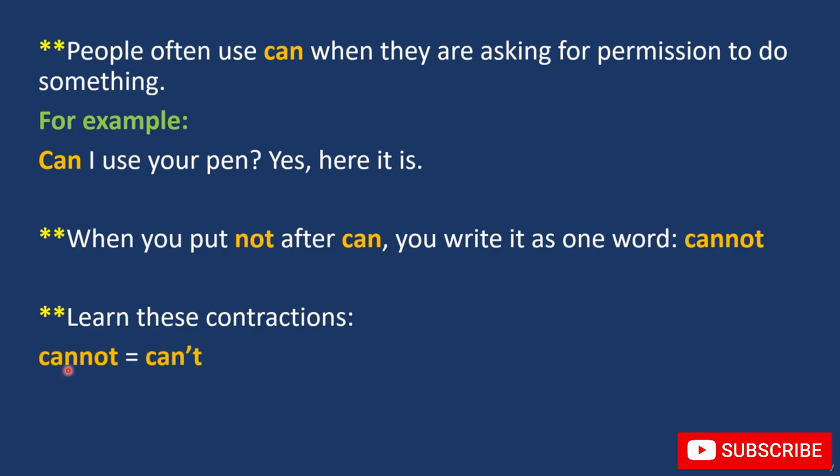Instead of saying cannot, I can say can't. And also some people pronounce can't. To make a difference between can and can't, we can say can and can't. Could not, couldn't.